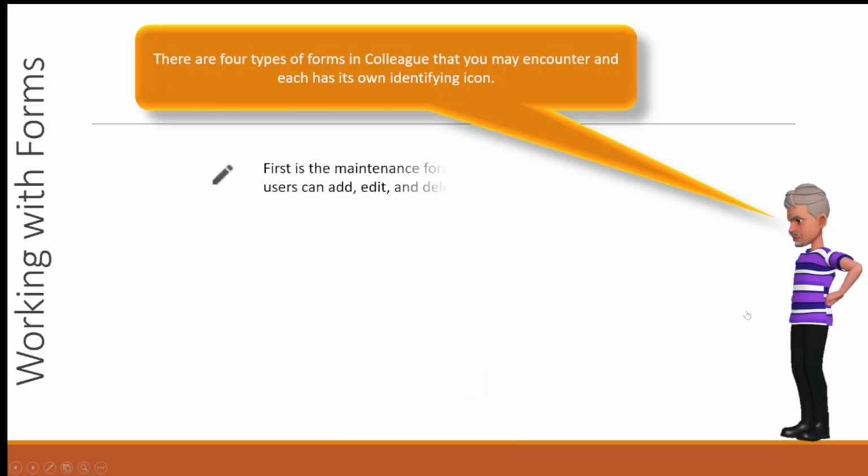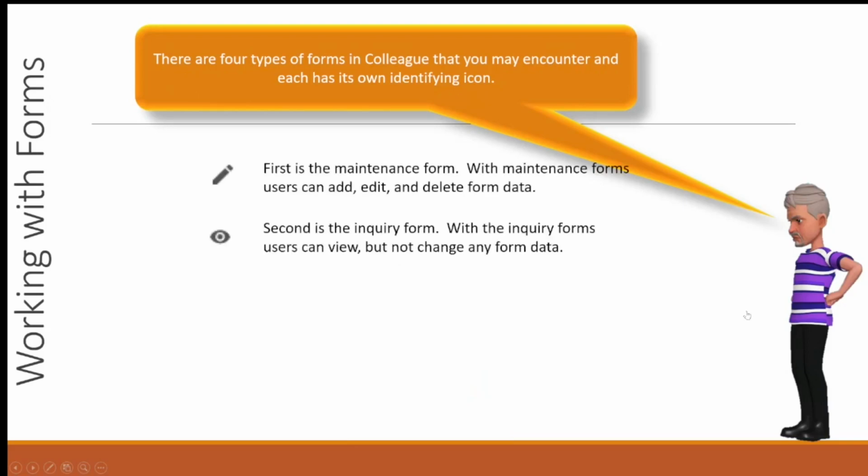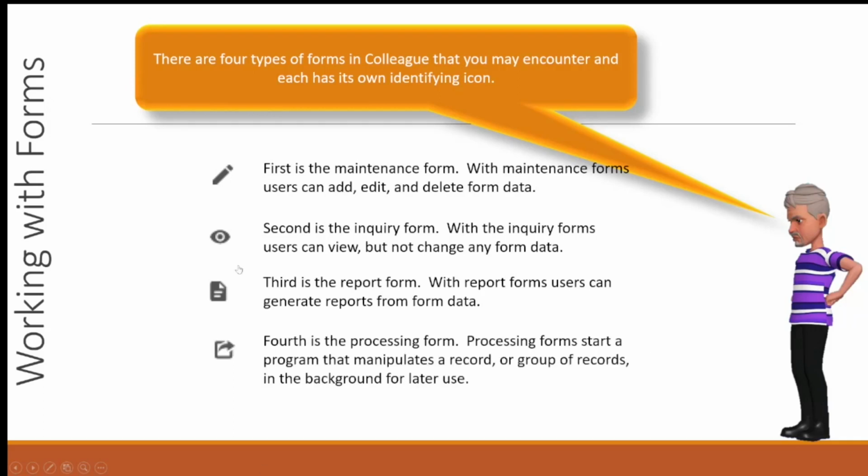There are 4 types of forms in Colleague that you may encounter, and each has its own identifying icon. The first one is the maintenance form. So you'll see this edit pencil icon. With maintenance forms, users can add, edit, and delete form data. That's how they go in and update or add new information in a form. You have to make sure you're in a maintenance form.